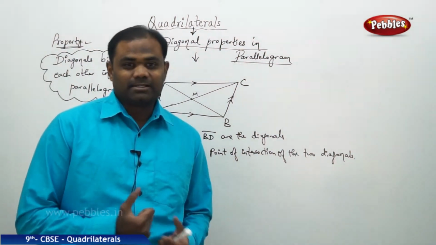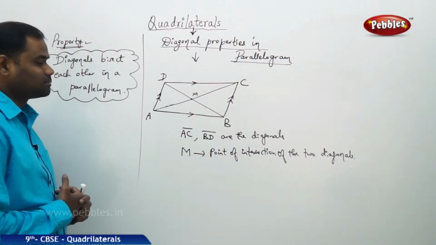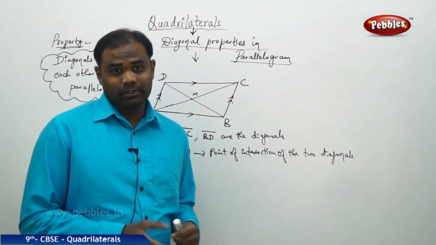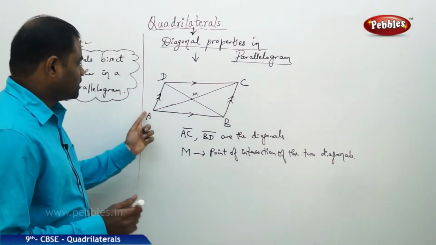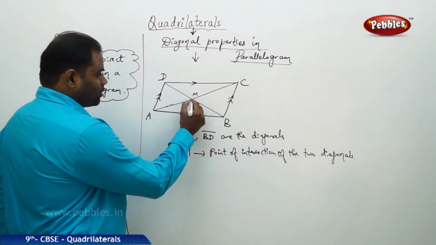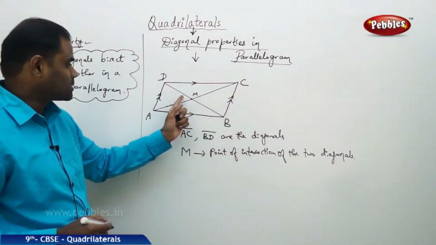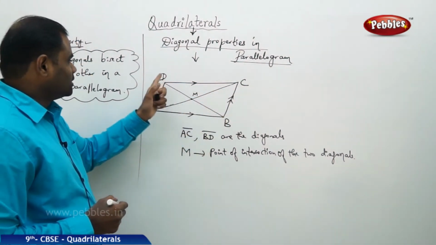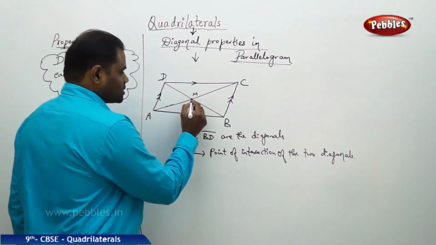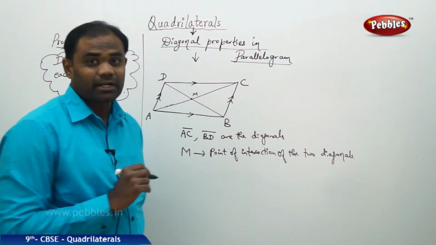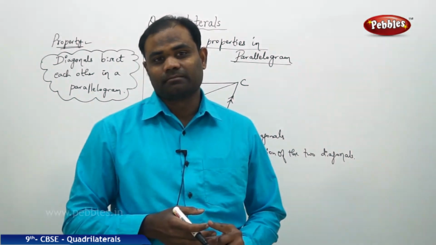What do we mean by bisect? The word bisect means cutting at the midpoint. That means if the midpoint, or the middle point, exactly between A and C is M, then clearly the middle point of BD is also M. That is how we understand bisecting each other.